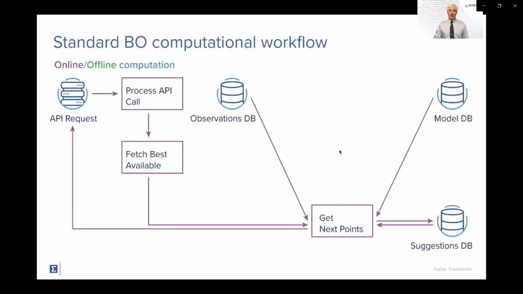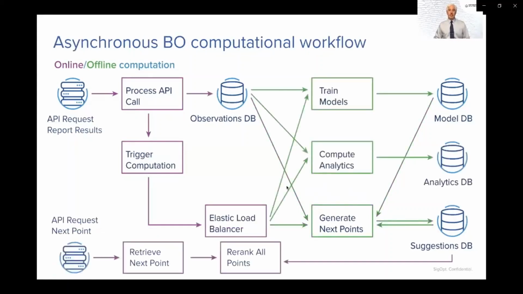Here we have a diagram of the standard Bayesian optimization workflow, whereby a customer reports new data and simultaneously requests the next point to sample. In the standard setting, all of these elements happen in an online or blocking format. If you're running this computation locally, this may not be a problem, but in the event where it's an API request, the fact that this next point's computation could take several minutes is a problem, as API commands cannot run for several minutes safely. Instead, here at SigOpt, we've split the computation into different elements.